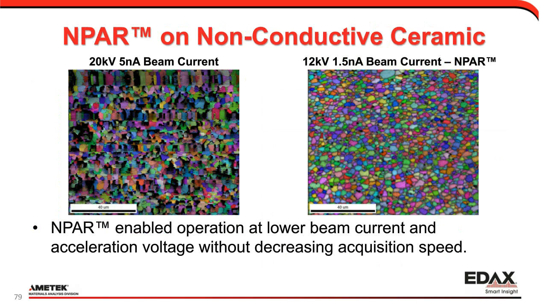And this is just an example from a non-conductive ceramic sample. We run it under traditional conditions, say 20 kV, 5 nanoamps, a lot of charging and drifting problems. We run it at 12 kV with 1.5 nanoamps beam current and apply NPAR. It looks perfectly fine.